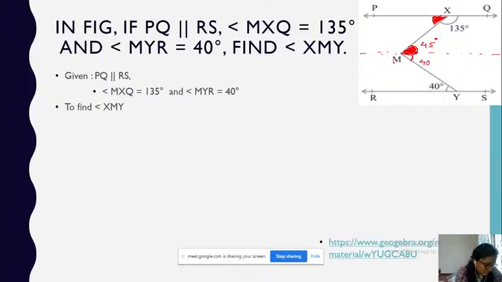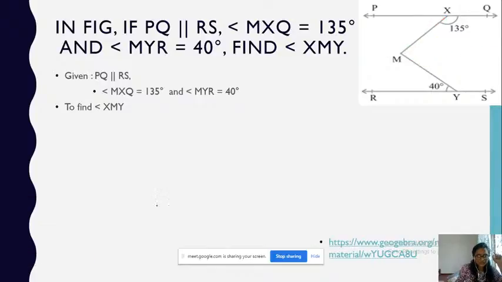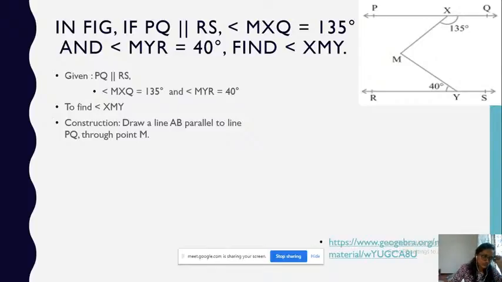85. Geetika, what is this? Was it a mistake? Okay, so we are going to solve this by drawing a construction. We are going to draw a line AB, which is parallel to the line PQ through the point M. So we have drawn a line.